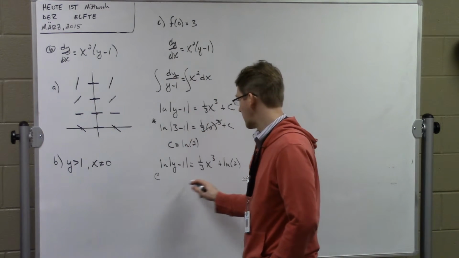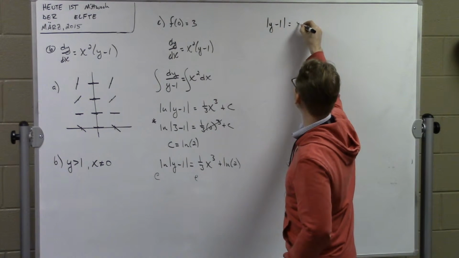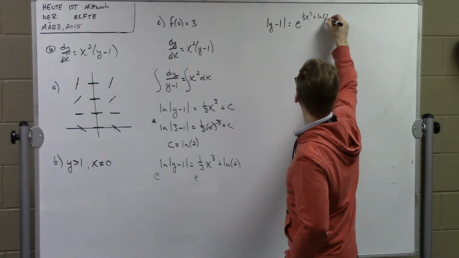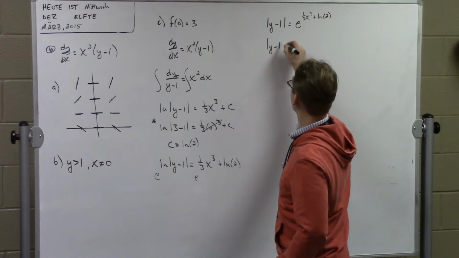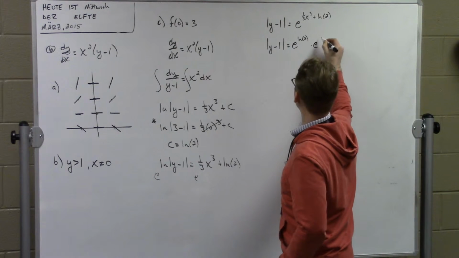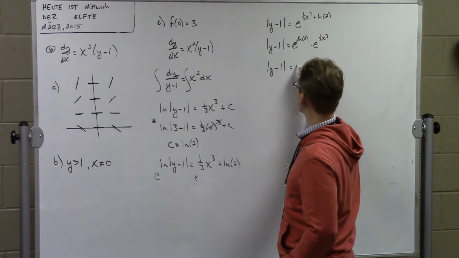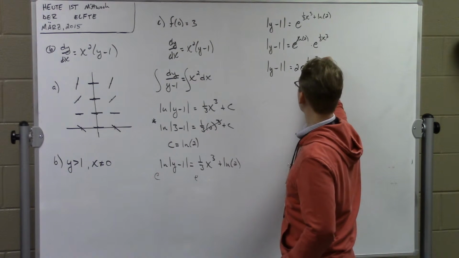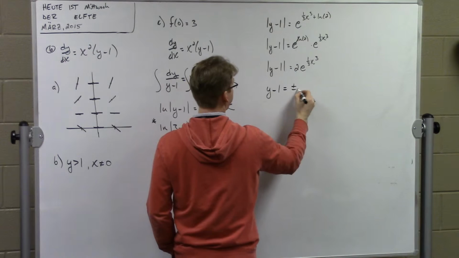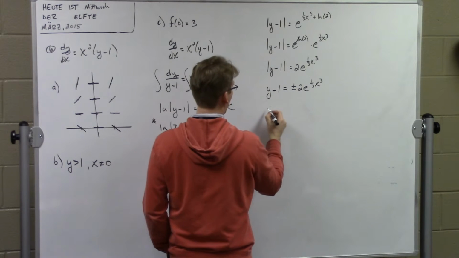Then I will exponentiate, and that gives me absolute value of y minus 1 is equal to e to the 1/3 x cubed plus natural log of 2. I'll split that into e to the natural log of 2 times e to the 1/3 x cubed. These cancel. Absolute value of y minus 1 is equal to 2e to the 1/3 x cubed. The absolute value is going to mean this could have been positive or negative. And then I will bring the 1 over.